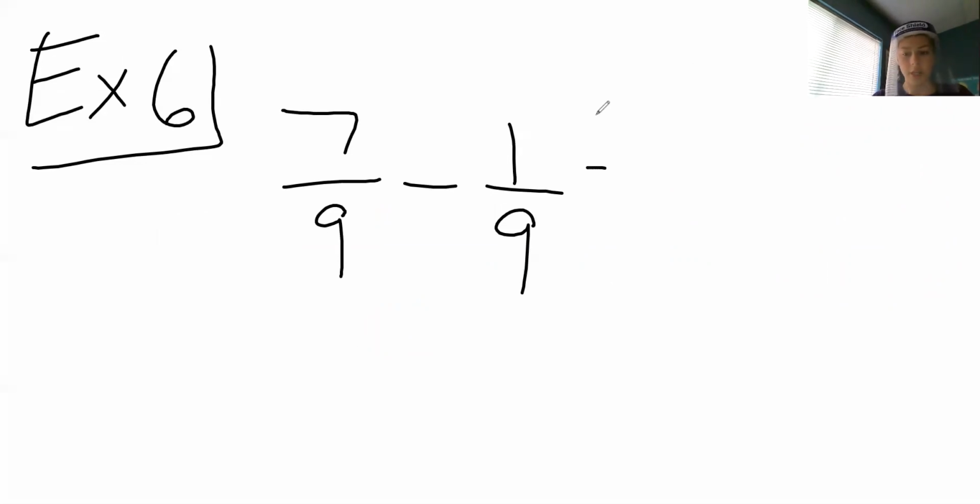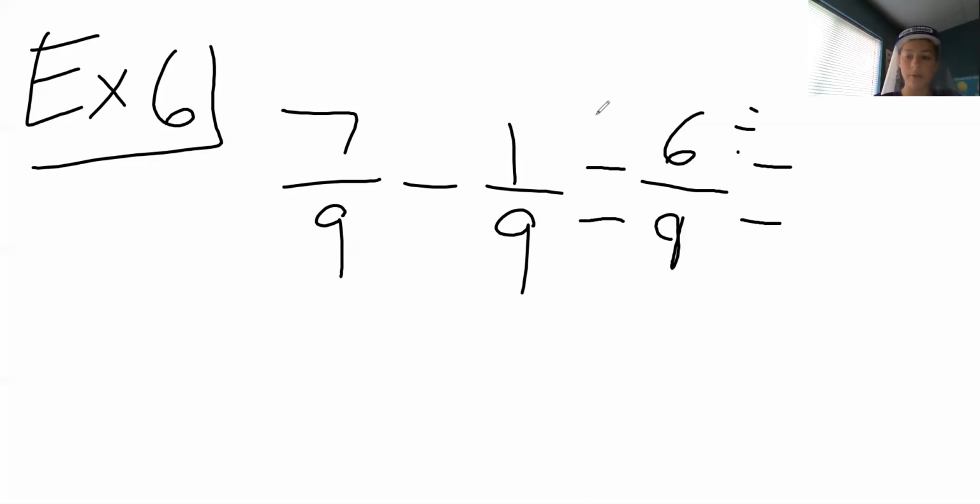And so it's just like any other subtraction problem. First, 7 minus 1 is 6. Since the denominators are the same, you don't subtract those, so it's still 9. But these two you can reduce, so that's what you want to do. You want to find the greatest common factor of them and divide them both by that. So an example, let's start with 3. 6 divided by 3 is 2, 9 divided by 3 would be 3. And that's your answer.